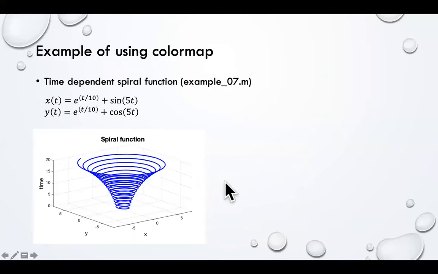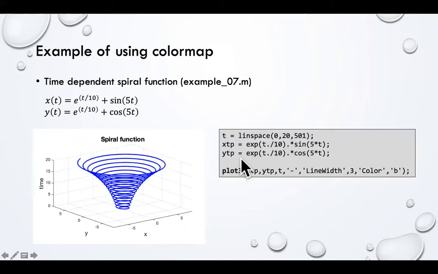This example is a spiral function. You see the spiral function right over here. Here is the x and the y. To plot these, you can see the particle. We assume this particle goes up, and I change the time as the array, and I just plot it. Here I want to show the 3 dimensions, so I use the 3-dimensional plot.